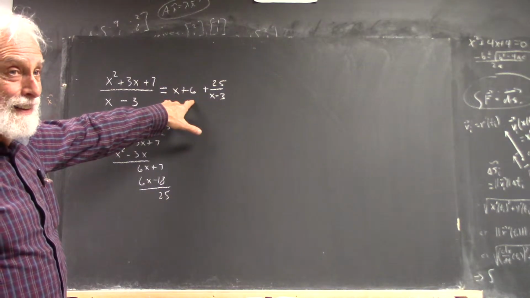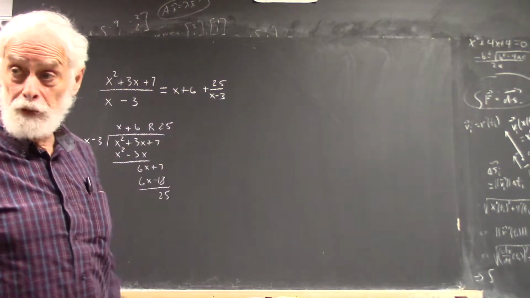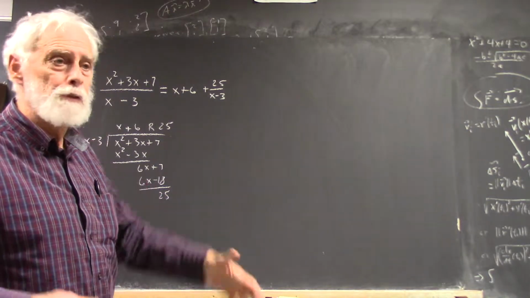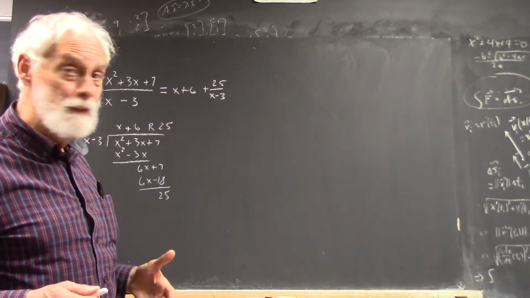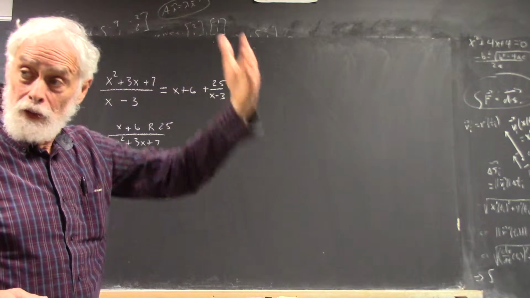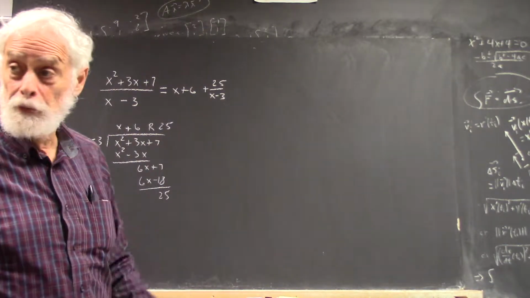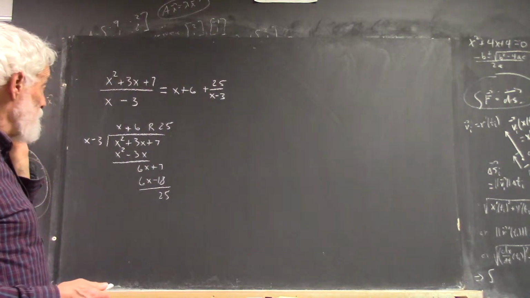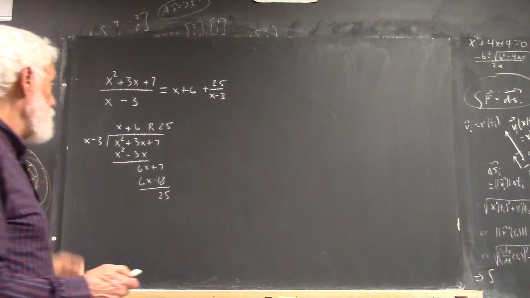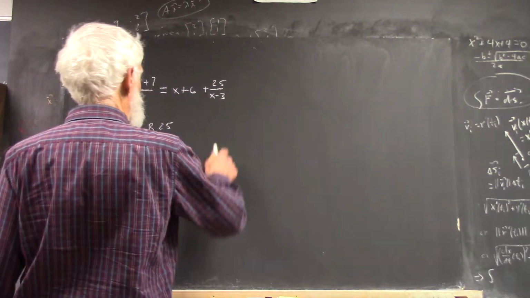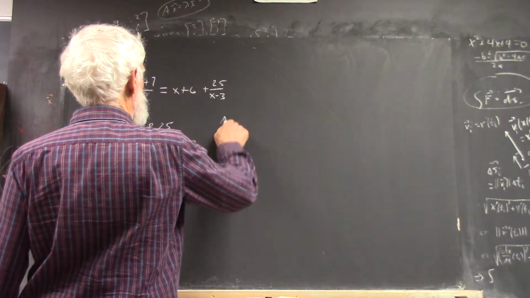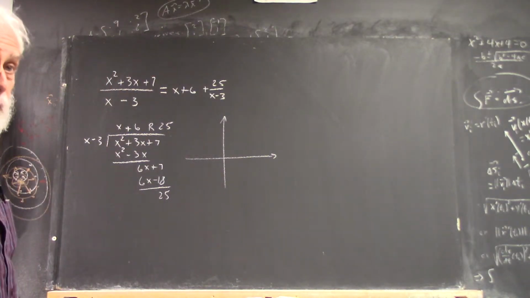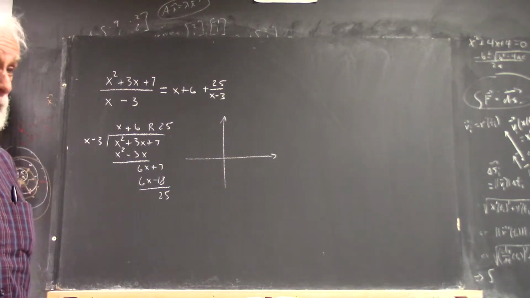Okay? And we can graph 25 over x minus 3. Just take the 1 over x graph and stretch it vertically by a factor of 25, and then move it over to the asymptote at x equals 3. Okay? So let's do that in a little detail to make sure you understand it. Okay, so first of all, we're going to graph x plus 6. What's the easiest way to graph x plus 6?